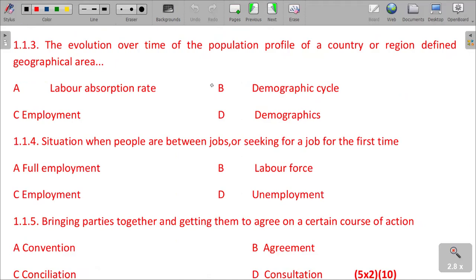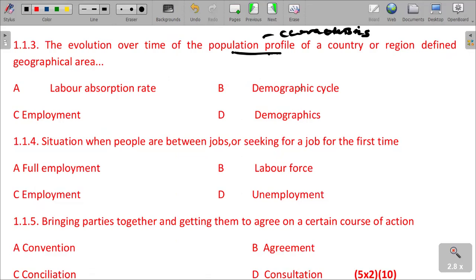The evolution over time of the population profile of a country or a region defined over a geographical area. What do we call that? We are talking about people, the population profile, population characteristics, the characteristics of people within. When we look at the population representation, the profile, we call that demographic.